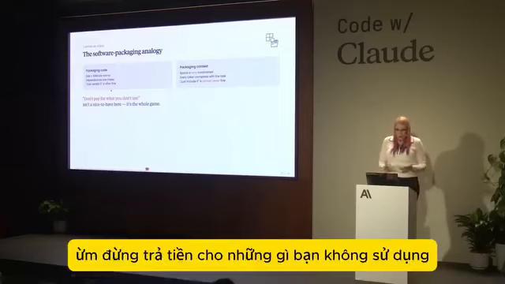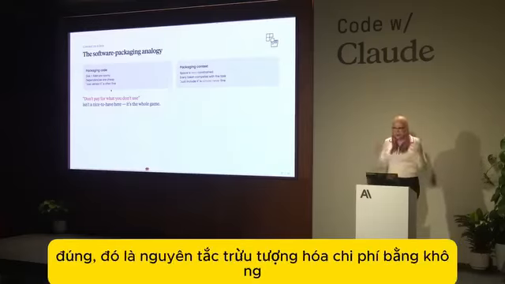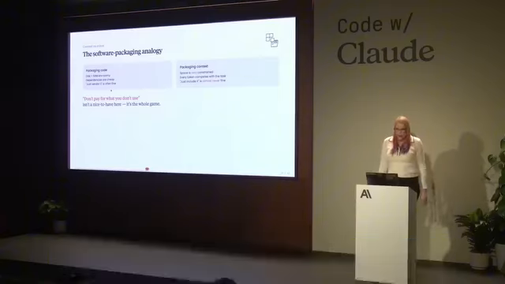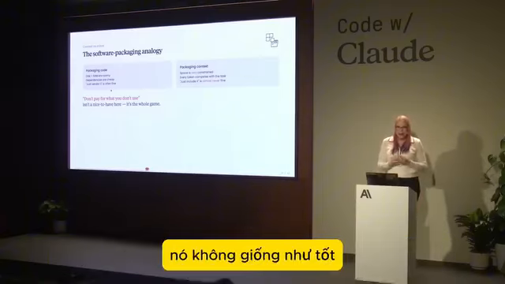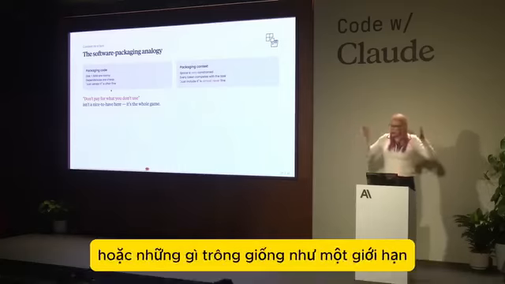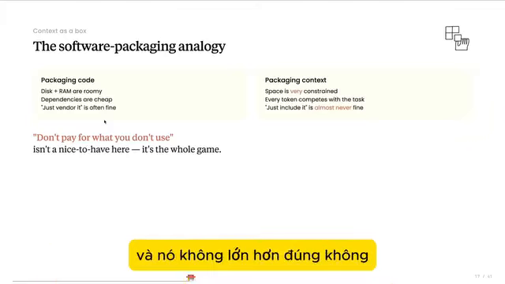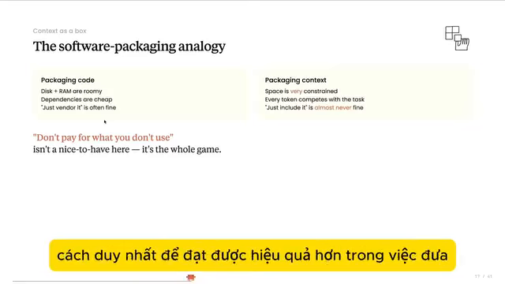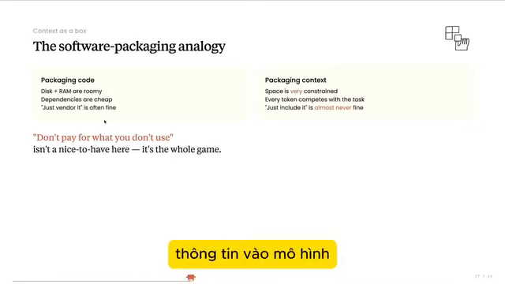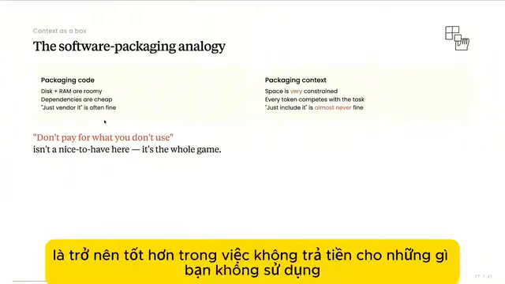Don't pay for what you don't use, which is a famous, originally C++ quote. It's the zero-overhead abstraction principle. It's not just a nice to have here. It's not like, well, we'll throw more compute power at it. We are fundamentally at a limit, or what looks like a limit. I might eat my words, but what looks like a limit of context window size, and it's not getting bigger. So the only way to get more efficient at putting information into the model is to get better at not paying for what you don't use.